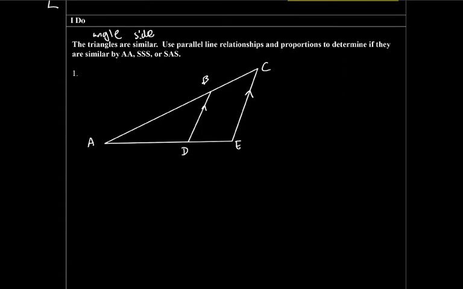So, let's look at this thing and try to see what is happening here. We're going to use parallel line relationships and proportions. This is going to be related to angles, and this is going to be related to sides. So, let's look at what information we're given here already. We have two triangles. We can see there's this angle that we can already conclude is the same because they share the same angle. So, information.